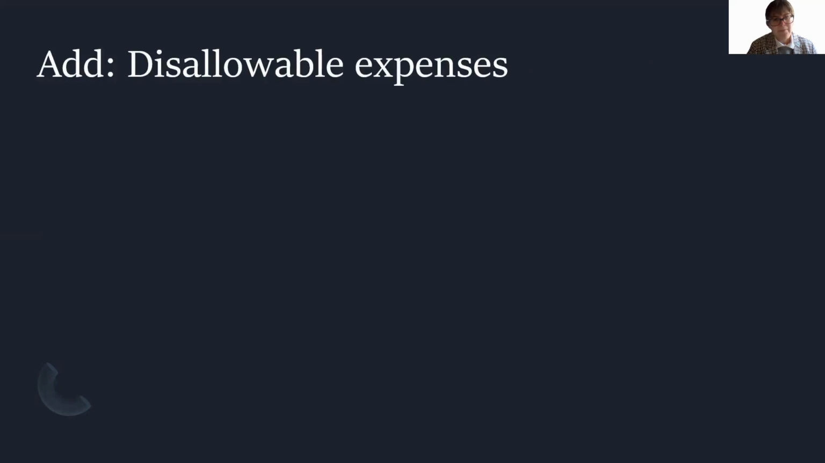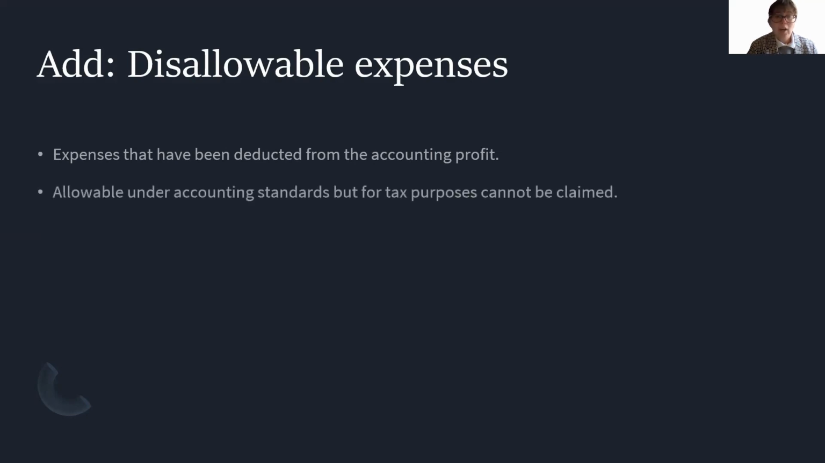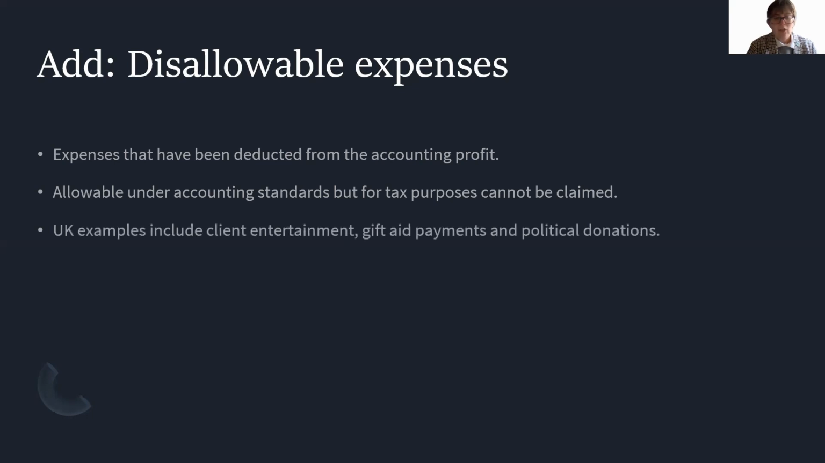You then have to add back any disallowable expenses. So these are expenses that have been deducted from the accounting profit. They are allowable under accounting standards, but under the tax rules and regulations, we cannot claim them. So we need to add them back to our profit figure when calculating tax. So UK examples include client entertainment, political donations, and gift aid payments.